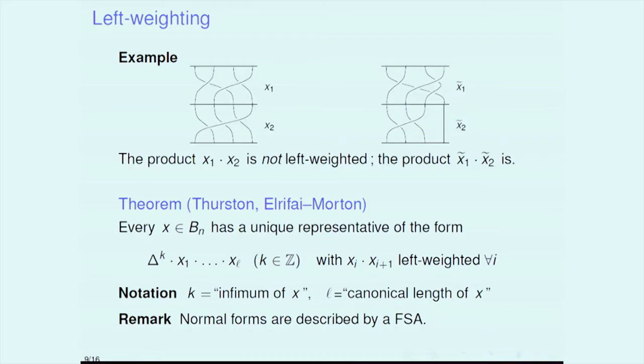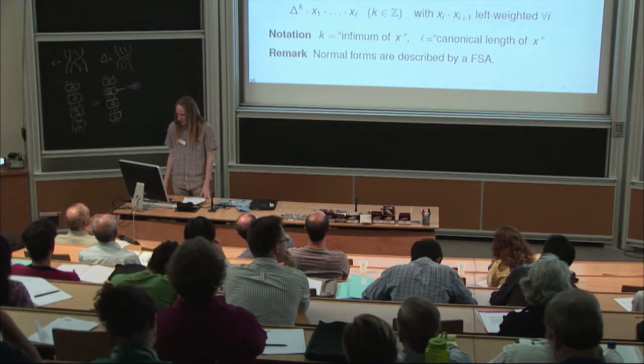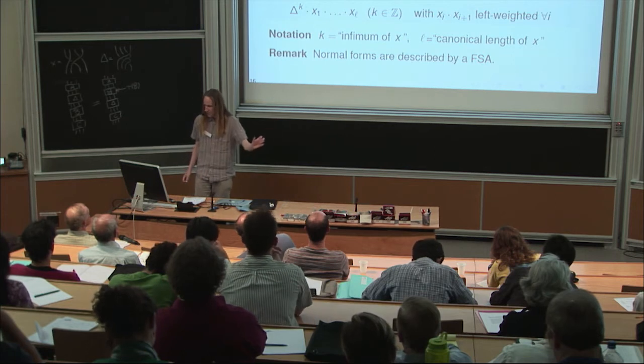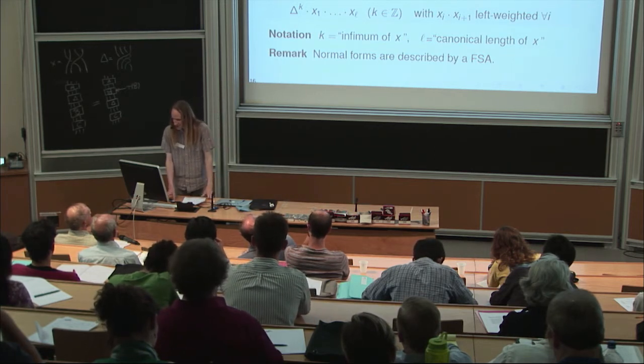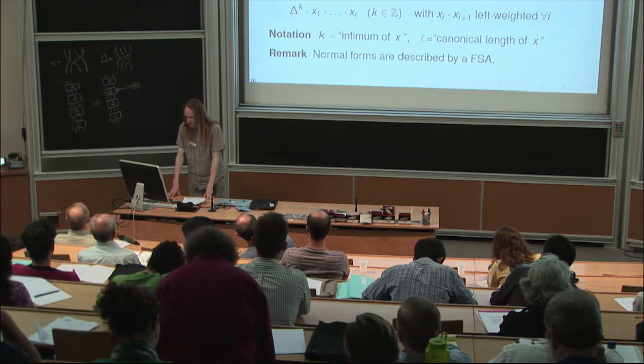Every element in the braid group, now no longer necessarily positive, has a unique representative of the form some power of delta, which may be negative, followed by a left-weighted positive braid. That number k is called the infimum of x, and the number of non-trivial, or non-delta, factors is called the canonical length of x.